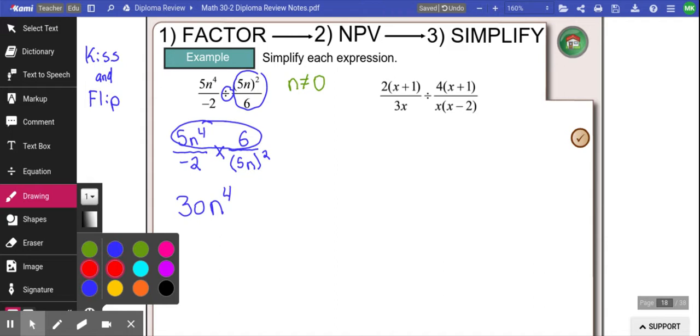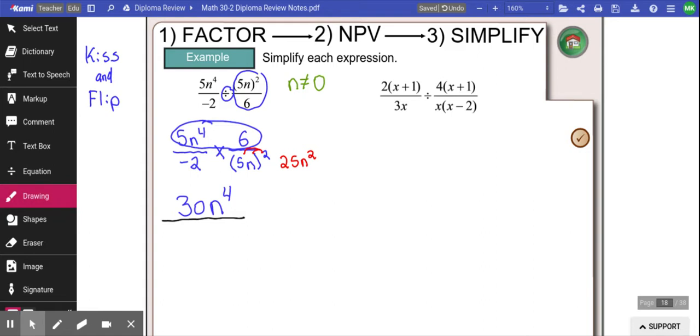On the bottom, I can't combine those yet because there's a squared, right? It is a monomial, but it's a monomial squared. So I actually have to put that squared into the brackets to become 25n squared. And then I can multiply across the bottom. So the bottom would become negative 50n squared. I only expanded that exponent because it was a monomial. If it had been a binomial, I would have just left it alone.